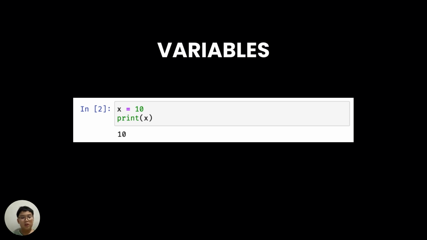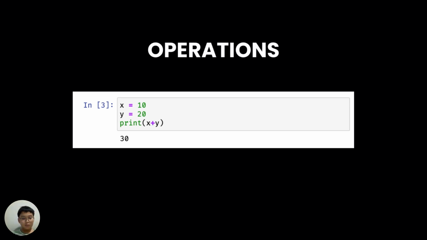So we store it like this: x equals 10, and then if you want to check that variable, we just need to print it. And then we are going to learn how to do operations with variables and numbers. So if we have x equals 10 and y equals 20, to sum them up it is x plus y, and then we print it to get the result.